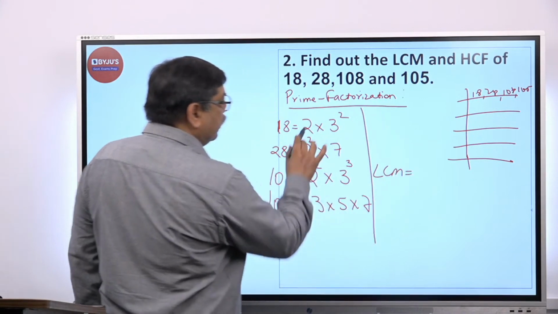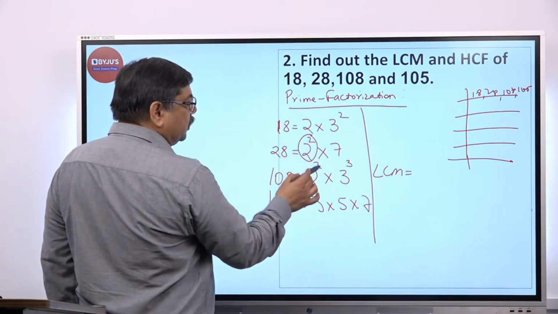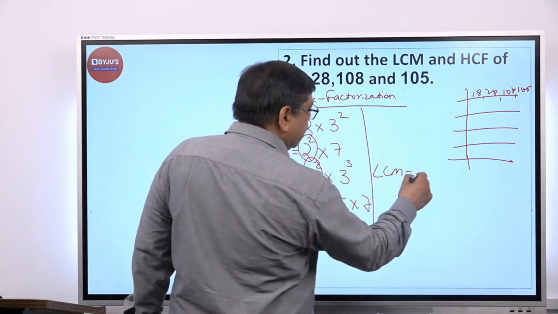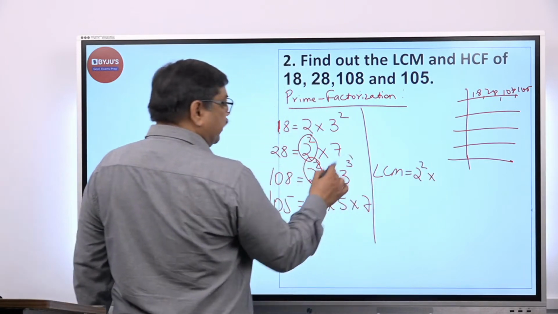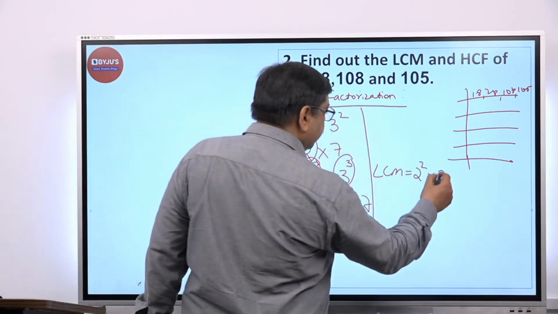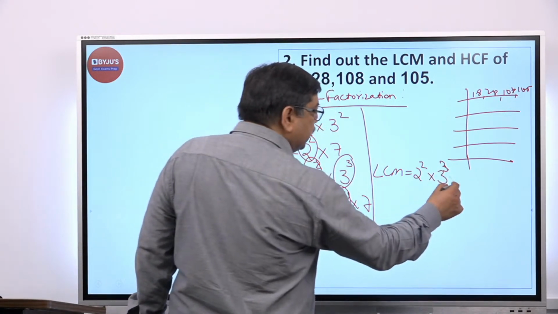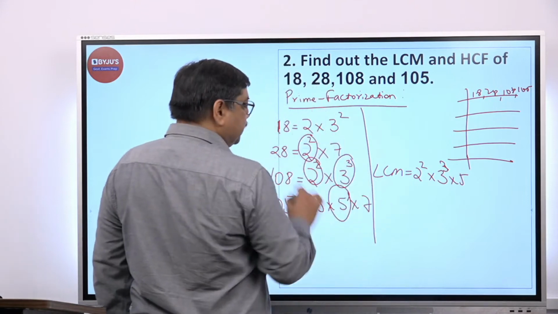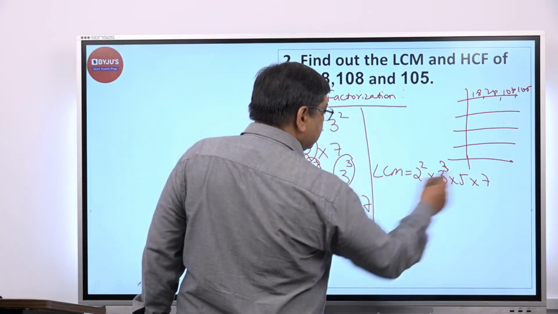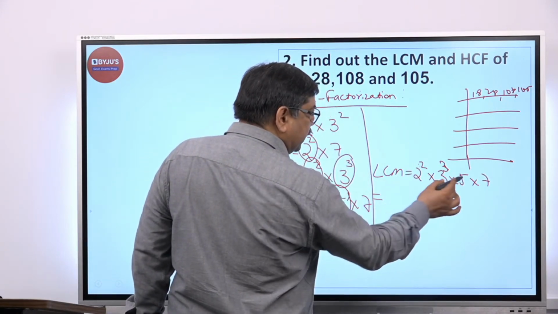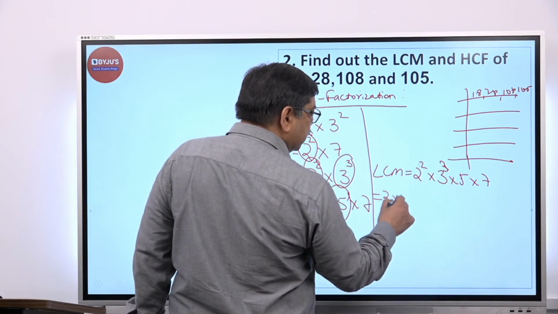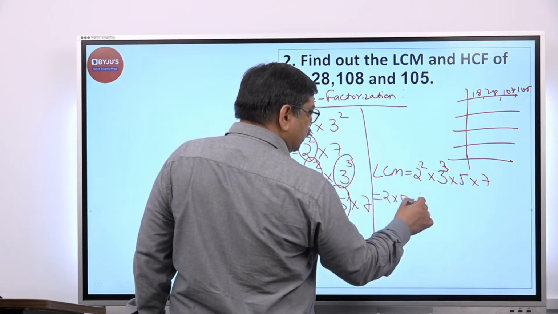Take the highest power of 2. Highest power of 2. 2 square everywhere. Alright. Then you have highest power of 3. 3 cube. Highest power of 5, 5 is appearing only once, so into 5. Highest power of 7, 7 is appearing only once, so this is 7. So I'm keeping 1, 2 and 5 separate. Now I'm left with a single 2 here.